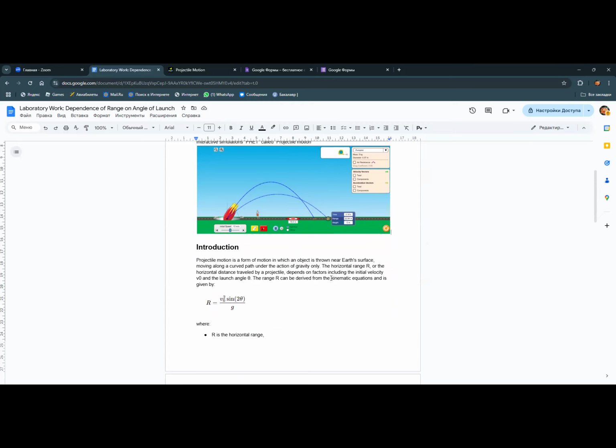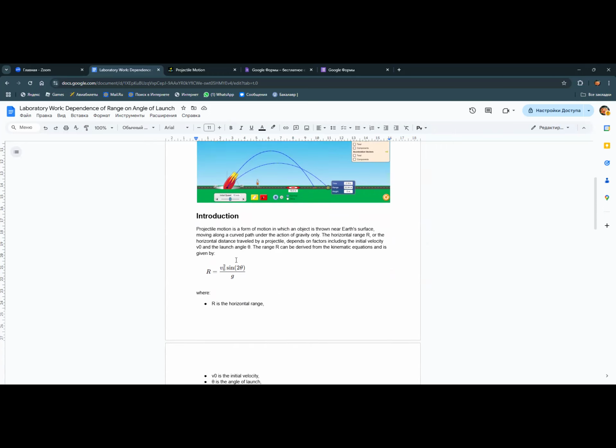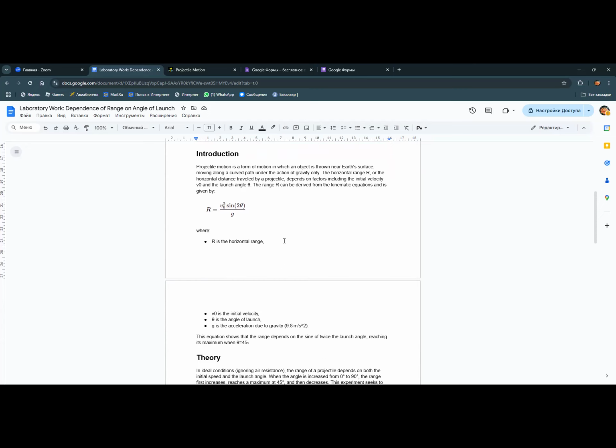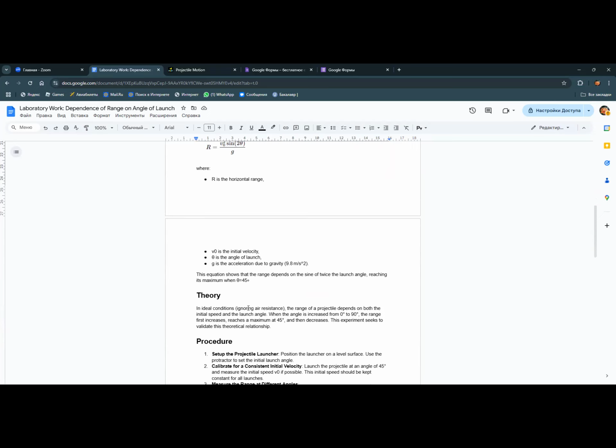The range R can be derived from the kinematic equations and is given by R equals v sub 0 squared multiplied by sine 2 theta, divided by g, where R is the horizontal range, v sub 0 is the initial velocity, and theta is the angle of launch. g is the acceleration due to gravity. On Earth, g is equal to 9.8 meters per second squared. This equation shows that the range depends on the sine of twice the launch angle, reaching its maximum when theta is equal to 45 degrees.